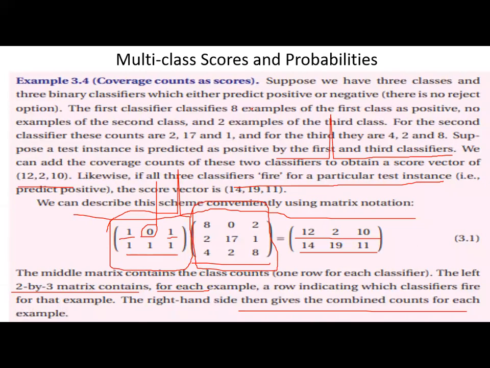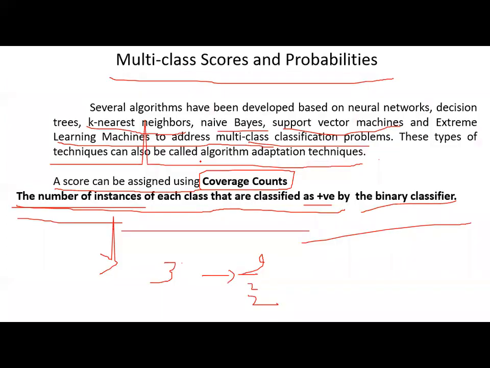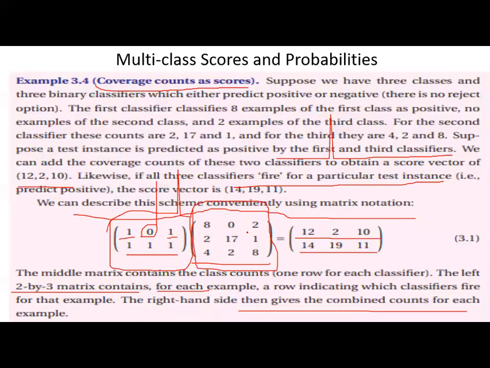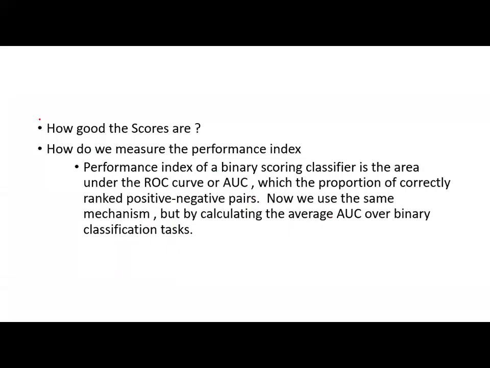This is called multi-class scores and probabilities. You have to understand the notation. The notation here is, my dear friends, coverage counts. Very important, coverage counts. We can only describe this with an example. You cannot have an exact definition for it, but we have already seen a rough definition here.